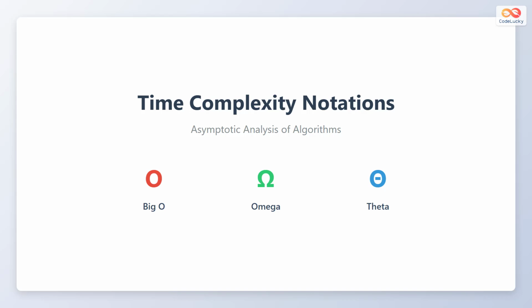In this video, we're diving into the world of time complexity notations, which are essential for understanding the efficiency of algorithms. We'll explore the three primary notations used in asymptotic analysis: Big O, omega, and theta. Each of these notations provides a different way to describe how an algorithm's runtime grows as the input size increases. Understanding these notations will give you a solid foundation for evaluating and comparing the performance of different algorithms.